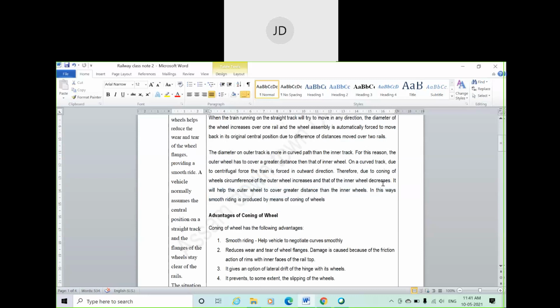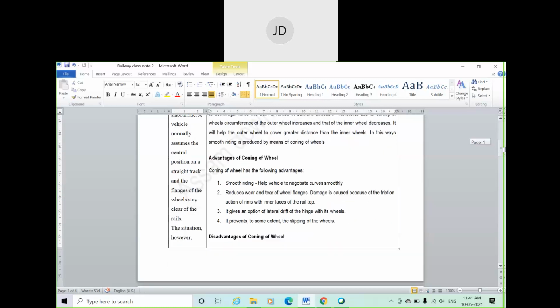I will also show you an animation video of how it works, that means how coning of the wheel helps in the stability of the train. In this way, a smooth ride is produced by means of coning of the wheel. So this is all about coning of wheel. What are the advantages of coning of wheel? It provides a smooth ride and helps the vehicle negotiate curves smoothly. Especially on a curved track, coning of the wheel is very helpful.